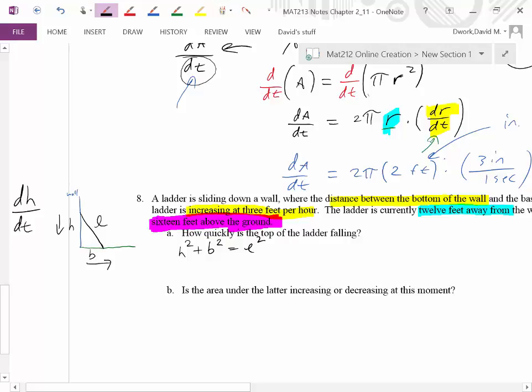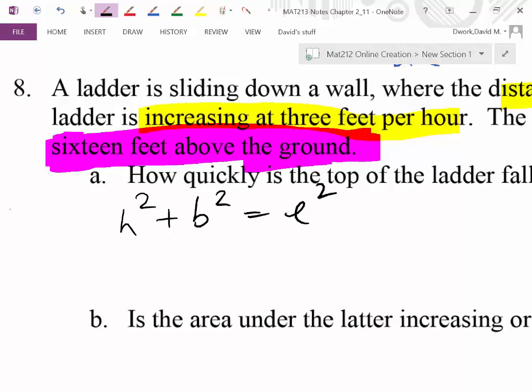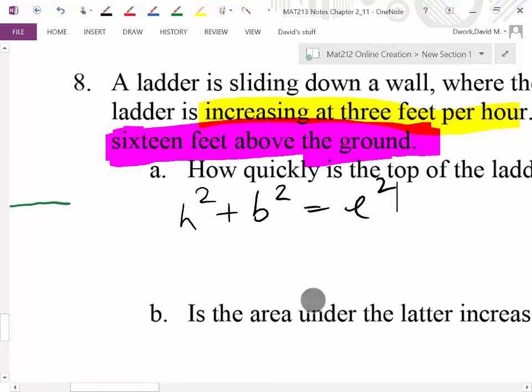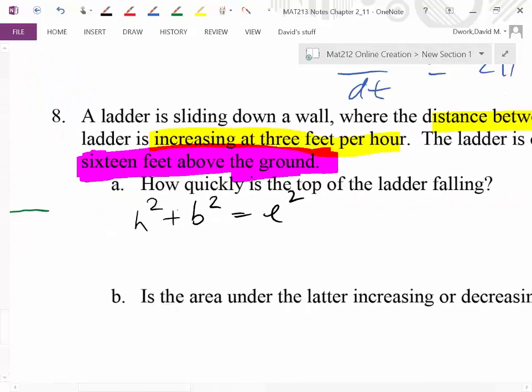All right. Now, can I do this derivative? Do I know how to do this derivative? Well, let's find out. I guess I should say, what variable are we going to do the derivative with respect to? For me, I would say we want to do it with respect to time, because if you remember, the question was asking for the change in height per time. How quickly is the top of the ladder falling? So the change in the height over time.